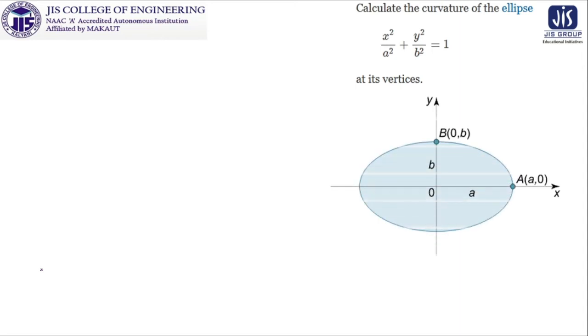Our first job is to find the curvature of the ellipse, where the ellipse is given as x square by a square plus y square by b square equal to 1. But where do we have to find the curvature of this ellipse? We have to find it at its vertices. So look at the diagram first. Our job is to find the curvature at the point A and at the point B.